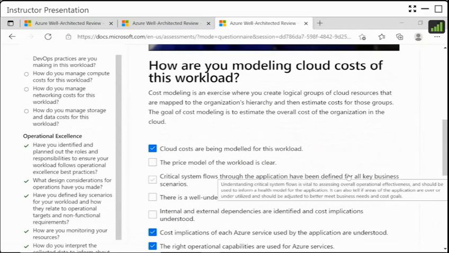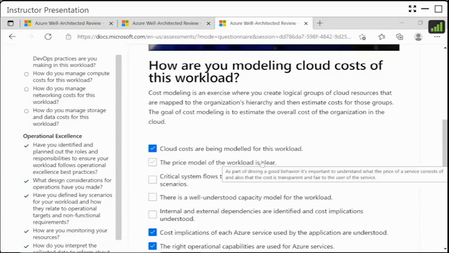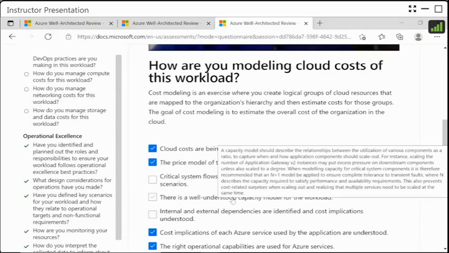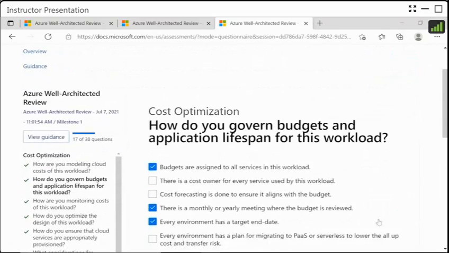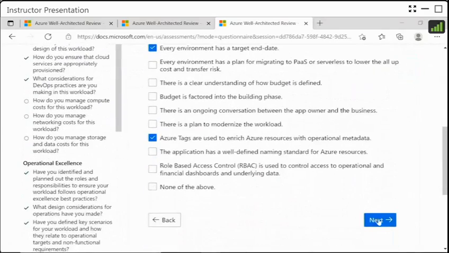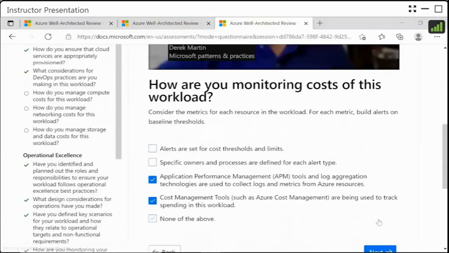And I can come in here now and I can answer these questions differently. Oh yeah, now the price model of the workflow is clear, and there is a well-understood capacity, right? And if I continue to click next through it, I will be given the option to add that pillar and answer questions about that pillar as well.